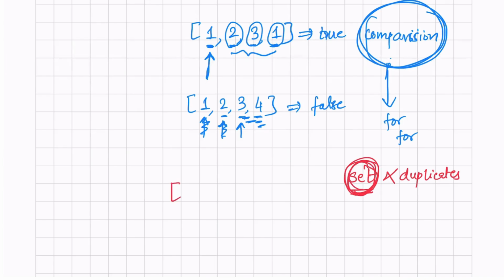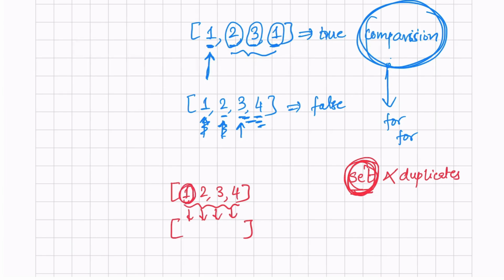So let's think about this. You have the input array here. Let's say it's 1, 2, 3, 4. And let's say this is your set, right? What we can do is we can go over each element one at a time and start adding these elements to this set, right?